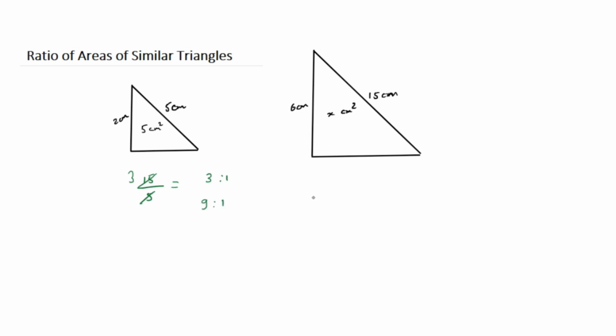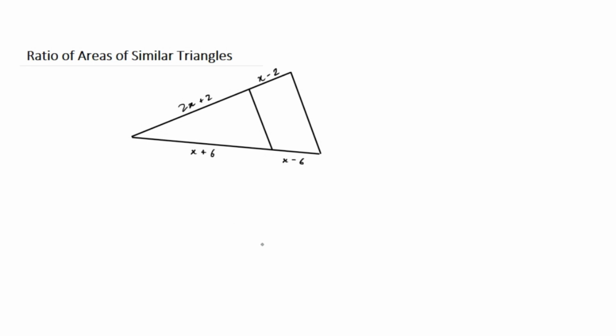So the ratio of the areas, which means x over 5, should be equal to 9 over 1. I multiply both sides by 5. The 5 and 5 get cancelled out, and I get x is equal to 45 centimeters squared. Again, I can just put that in this triangle, and we are done with this also. And moving on to our last question of the day.